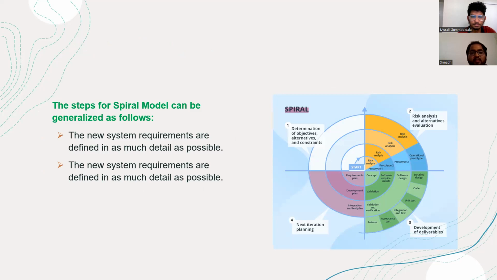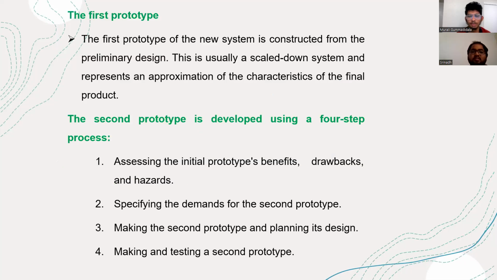The steps for a spiral model can be generalized as follows. The new system requirements are defined in as much detail as possible. Then we move on to the prototypes. There will be different prototypes, the first and the second. The first prototype of the new system is constructed from the preliminary design. It is usually a scaled-down system and represents an approximation of the characteristics of the final product.